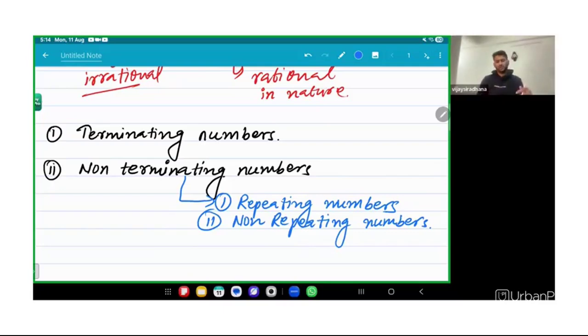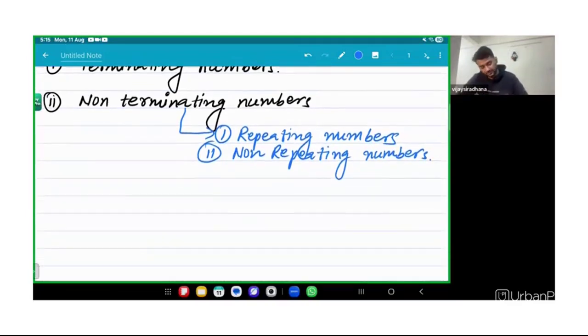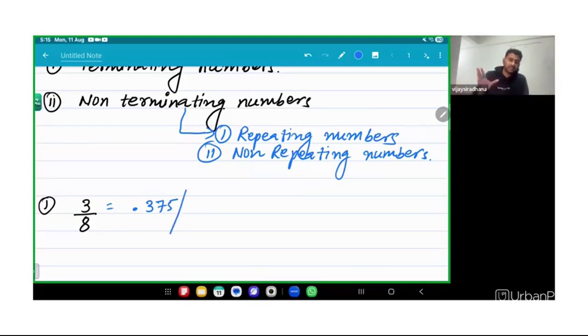Now let's break down what we mean by terminating and non-terminating. Starting with the terminating number, suppose I'm writing a question: what is the value of 3 by 8? You might know the value of 3 by 8 is 0.375. After that, you cannot carry it on, right? It just got terminated after 5. After that, nothing is there.